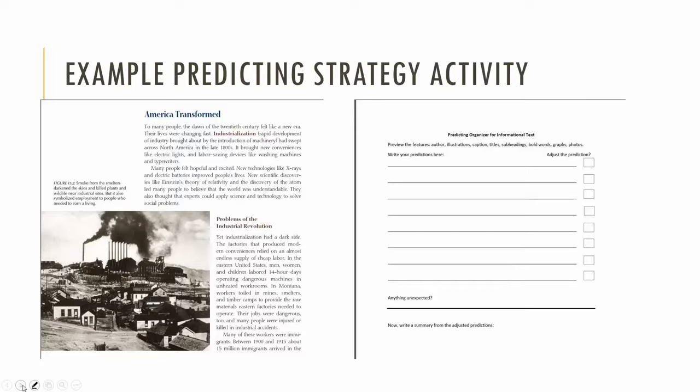So if we look at this piece, we're only going to have them focusing on what we can see right here. And you would have them read aloud the caption, maybe read aloud the subtitles, look at those bold words. Have them look at that photo, and what is that photograph showing us? And so what you might say is, smoke from the smelters darkened the skies and killed plants and wildlife near industrial sites, but it also symbolized employment to people who needed to earn a living.